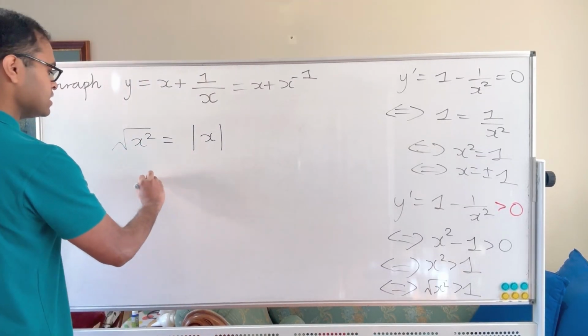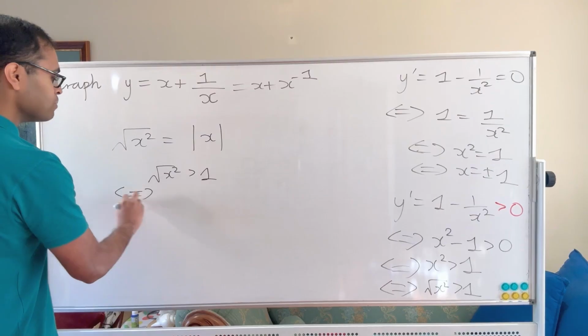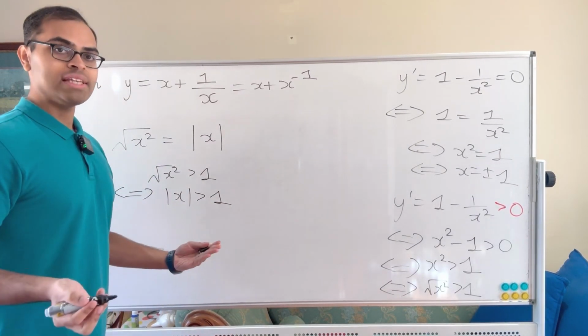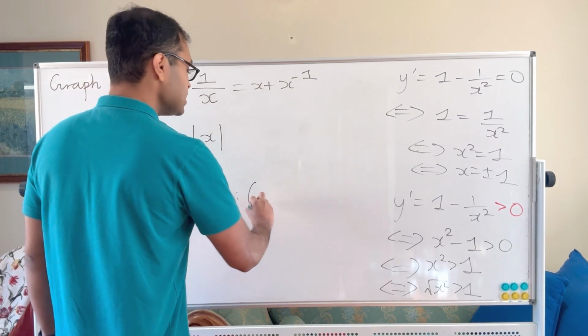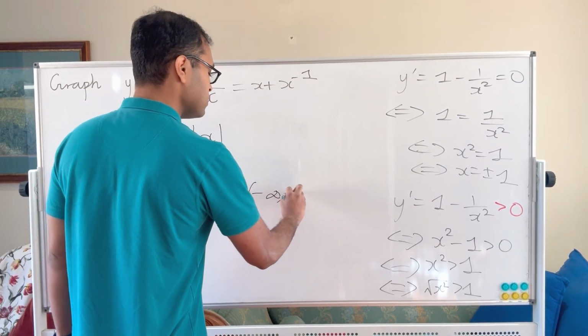So that inequality saying that the square root of x squared is greater than 1 is just the same as saying that the absolute value of x is greater than 1. And we can solve that inequality. When is the absolute value of x greater than 1? That's just a union of two intervals. Okay, so the interval is going to be minus infinity to minus 1.